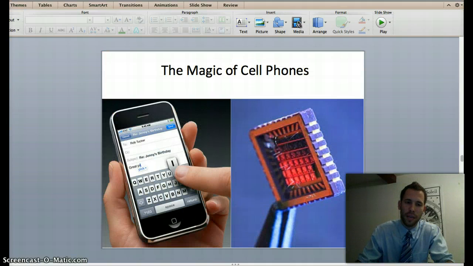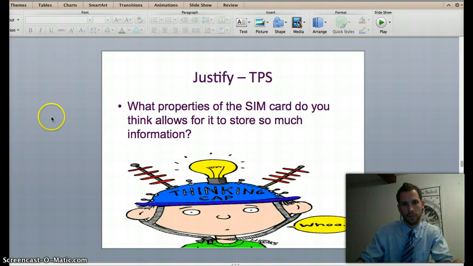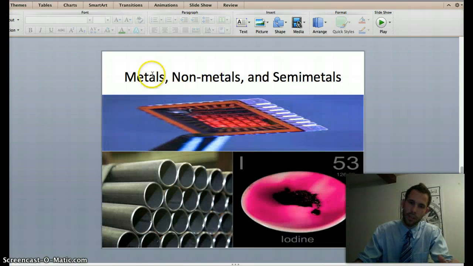The next thing I want you to think about are the SIM cards in your cell phones. How can SIM cards in your cell phone store so much information and be so tiny? What is it? What are the properties of a SIM card that allow for it to store this much information? So we're going to talk about metals, nonmetals, and semimetals really quickly.